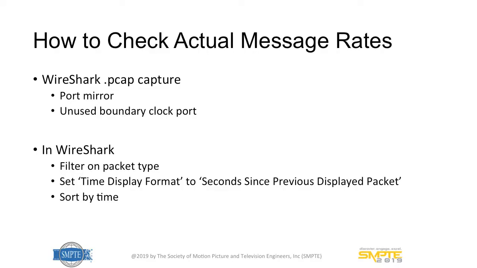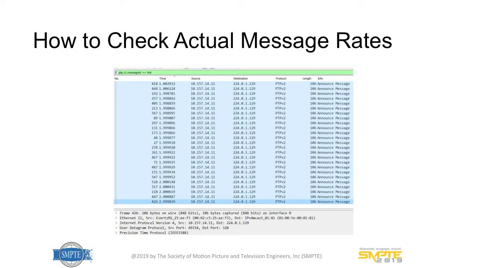Okay, so we've done our capture, we've got our data. In Wireshark, if you want to look at message rates, it's very simple. You can click on a packet, say an Announce packet, and choose filter on this kind of packet. Set the time display to seconds since previous, and then just sort by time. So here's an example of a capture I did.